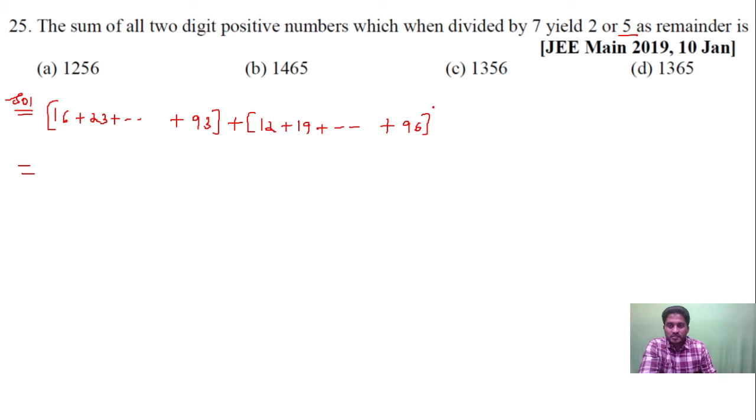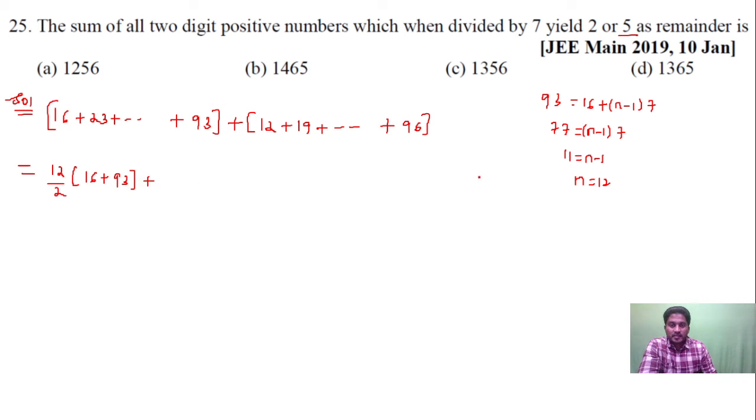Let me find out how many terms are there. 93 is equal to a plus n minus 1 into d, 16 plus n minus 1, difference is 7. So if you shift here, you get 77 is equal to n minus 1 into 7. 7 will cancel with this 11 times equal to n minus 1. So n is equal to 12. So this is 12 by 2, first term plus last term, so 16 plus 93.